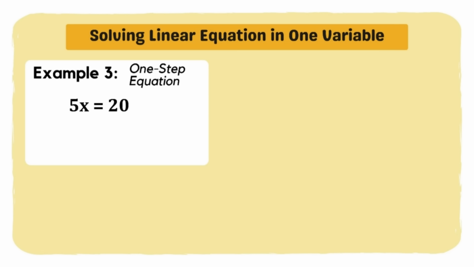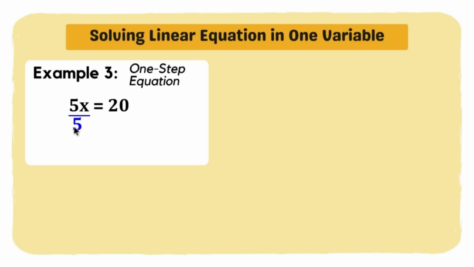Okay, next we have here another equation. We have 5x is equal to 20. Ang goal natin, separate natin si x dito sa left side. Meron siyang kasamang 5, which is the numerical coefficient. How are we going to remove 5 here? So we can use this method. We can just divide it by 5.